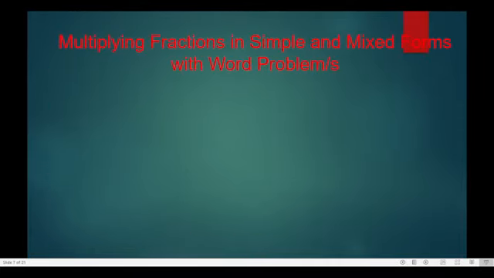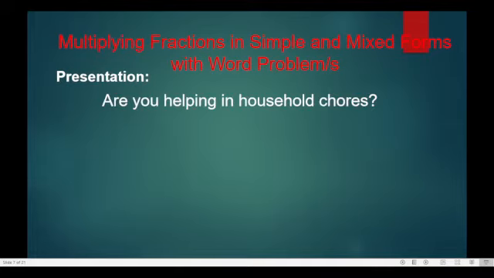Okay, so we are now on our lesson, multiplying fractions in simple and mixed forms with word problems. So let me show it first. Are you helping in household chores? So definitely yes. So let me see why.